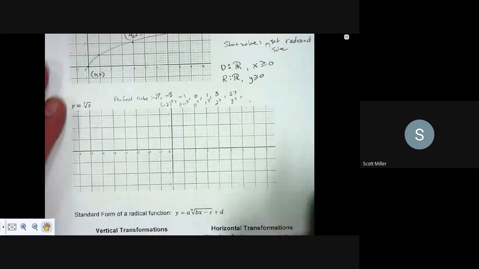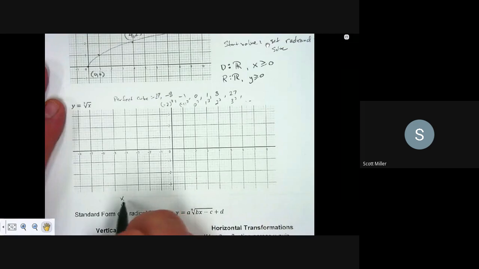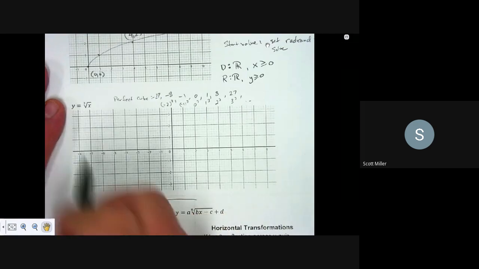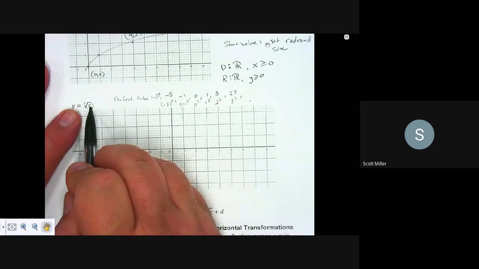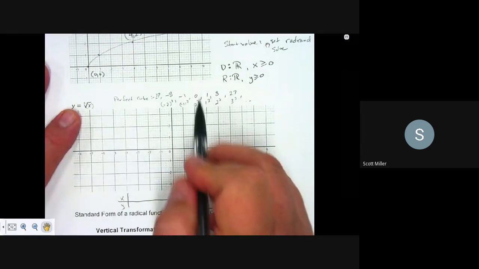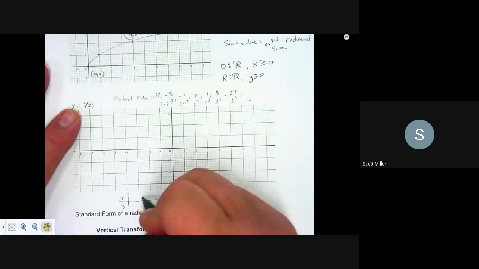And so we make our table, the same thing as before. You start off with the radicand. The radicand is what makes that 0, and tells me where the middle is. So in this case, x equal to 0 is the middle.